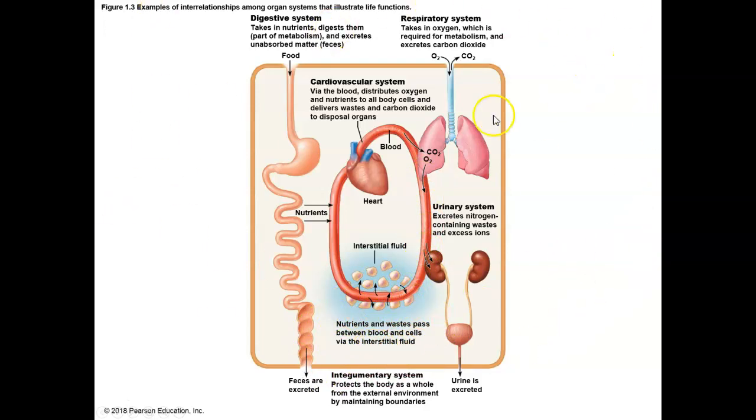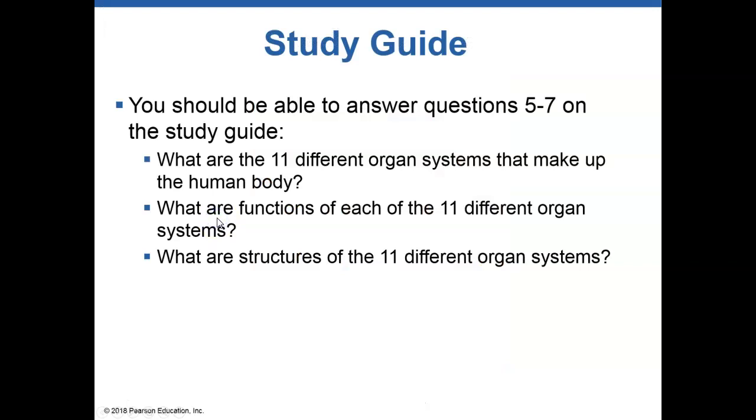And so all of our organ systems really function together. I'm just showing a few of them right here in this figure, but all of our organ systems work together to maintain homeostasis of the organism, the human. So I'm going to stop this video now, but at this point you would also be able to answer questions 5 through 7 on the study guide, knowing the 11 different organ systems, knowing the functions of them, and the structures that make them up.